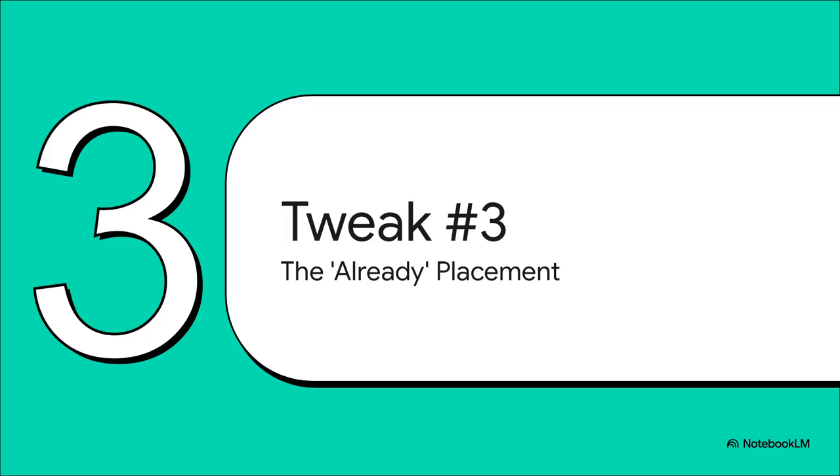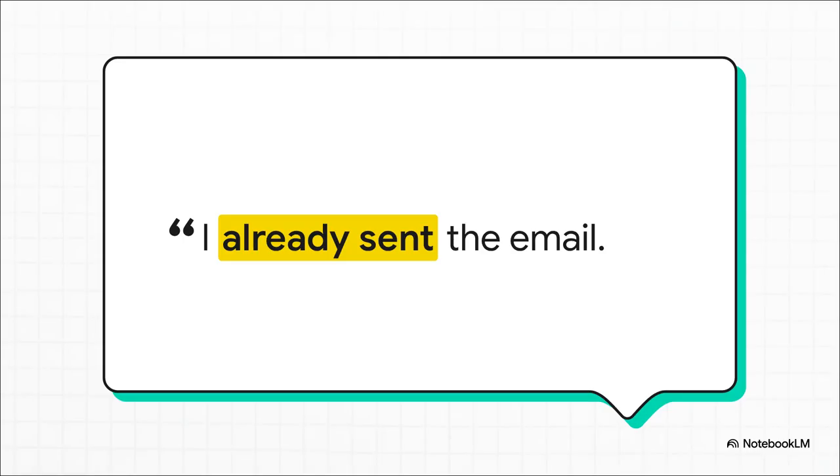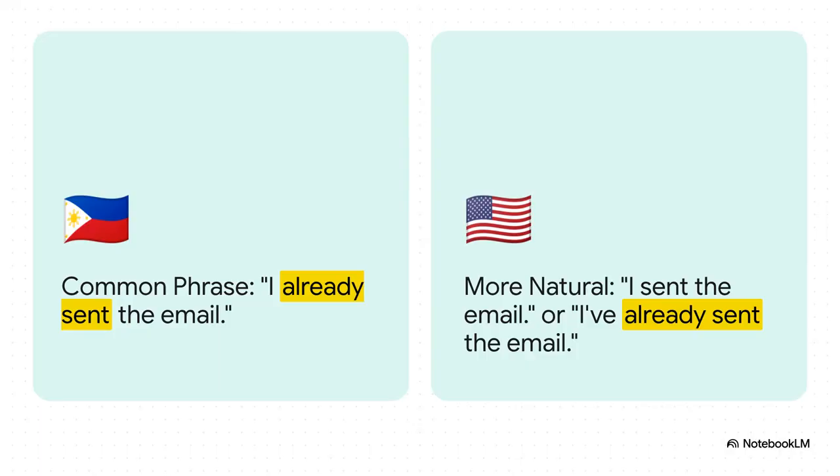Now this one is a bit more about natural word flow and nuance than it is about a strict grammar rule like the last one. It all has to do with the word already. I already sent the email. Let me be crystal clear. This is 100% correct. Nobody is going to bat an eye. But remember, we're talking about those subtle shifts, those tiny changes that can make your English flow just a little more smoothly. So, what are the alternatives?